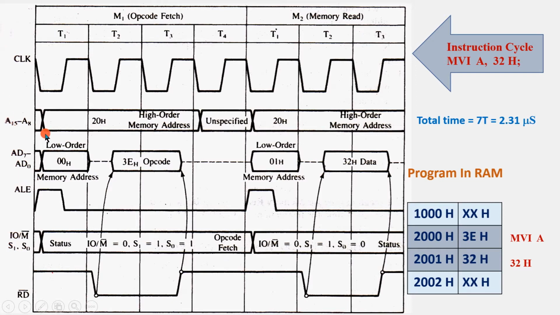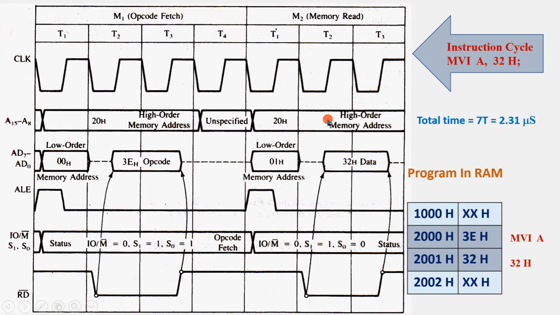So you assume that along the x-axis, horizontal, is the timeline. Now see here, this is the clock, this is the T1, second T state, third T state, and so on. So you can see that this instruction requires about 4 plus 3, 7 T states, and therefore it requires about 2.31 microseconds to execute. You know that 1 microsecond is 1 millionth part of 1 second. So it is a very small interval of time.